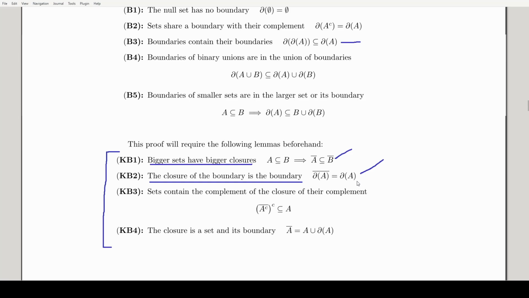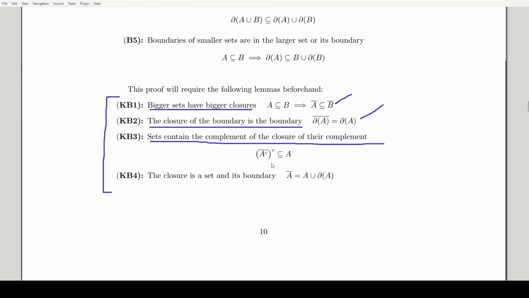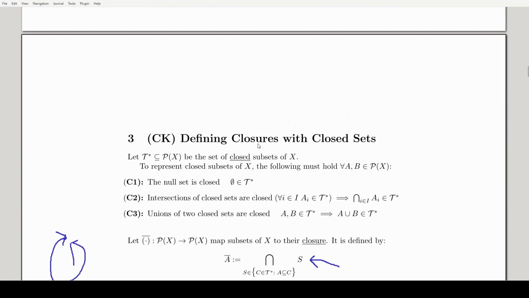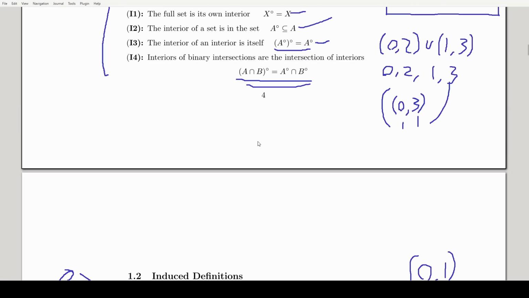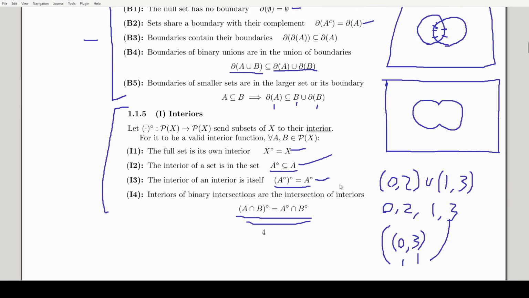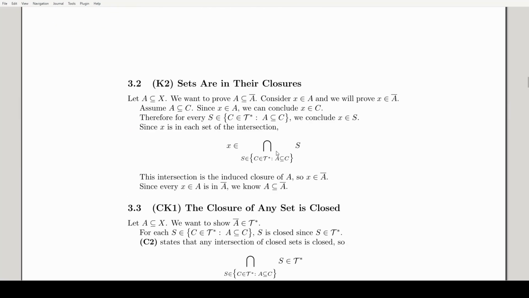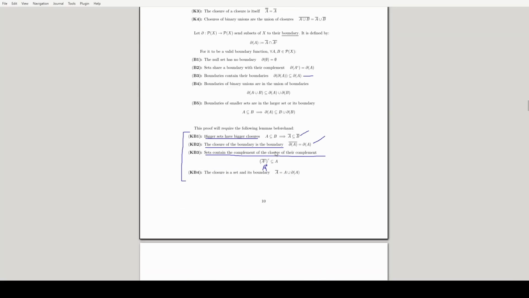And then the next one is sets contain the complement of the closure of their complement. The complement of the closure of the complement is the interior. So this is saying the interior is contained within A. This is, again, I2, I believe. This is one of the defining properties of interiors: they're contained within the set. It is only removing points. This is just saying the same thing, but in terms of defining the interior with closures.